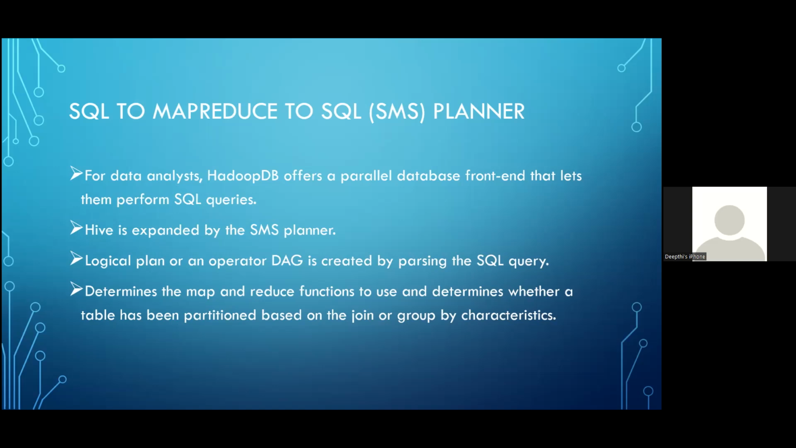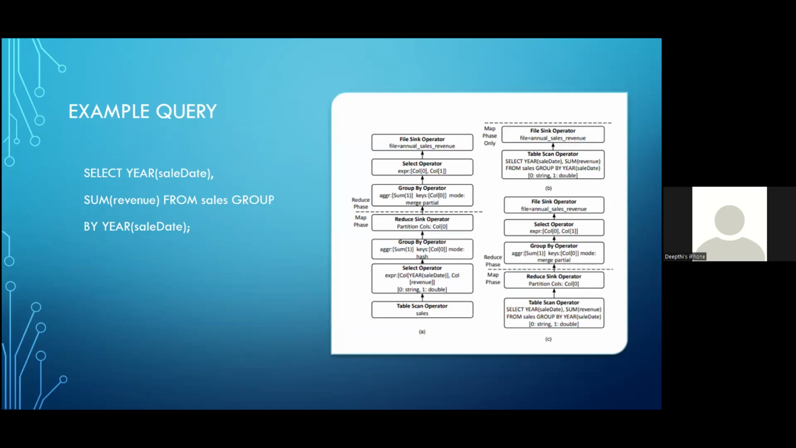To understand how we extended Hive for SMS, as well as the difference between Hive and SMS, we first describe how Hive creates an executable MapReduce job for a simple group by aggregation query. Then we describe how we modify the execution plan for HadoopDB by pushing most of the query processing logic into the database layer. Next. Now we're taking an example query, like select year, sum of revenue from sales group by year. Next.